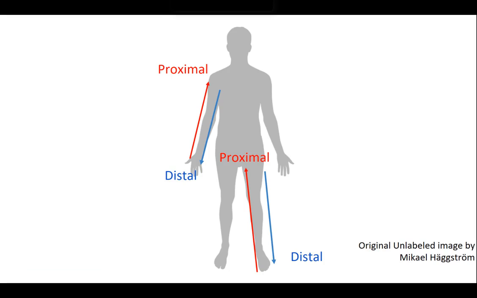We also have terms relating to if a structure is closer or further away to the trunk of the body. The trunk being your torso, the main stalk of the body. Proximal means closer to the point of origin, or the trunk of the body. Distal means further away from the trunk or point of origin. You can say that the shoulder is proximal to the wrist, or the toes are distal to the ankle.